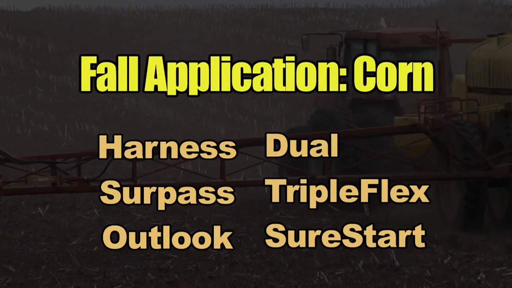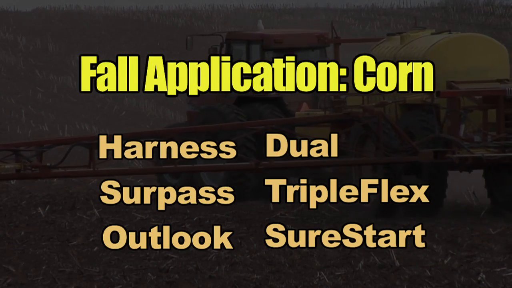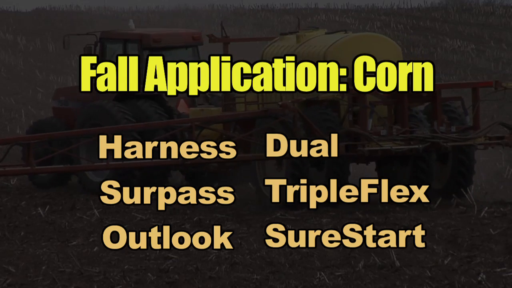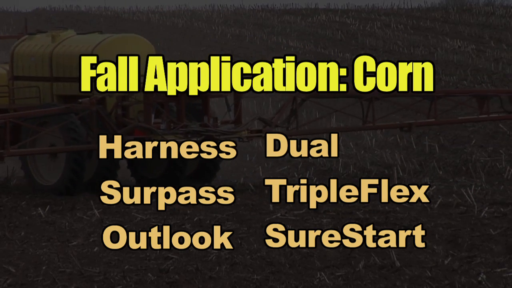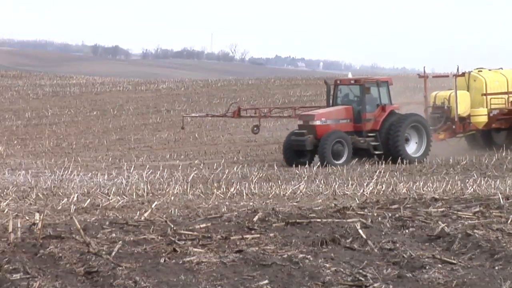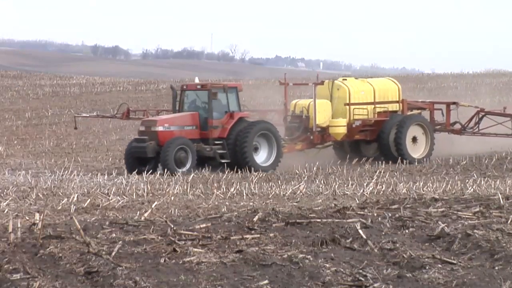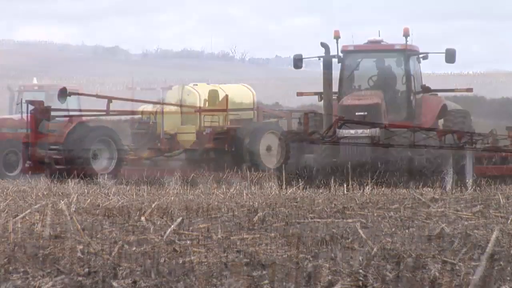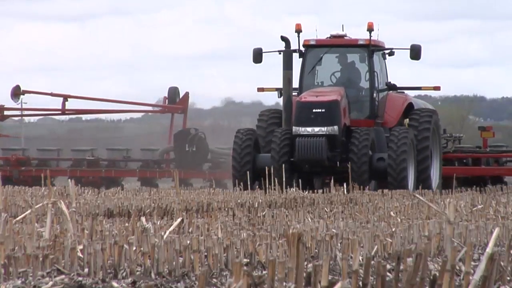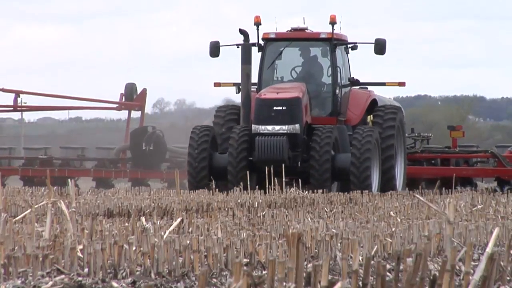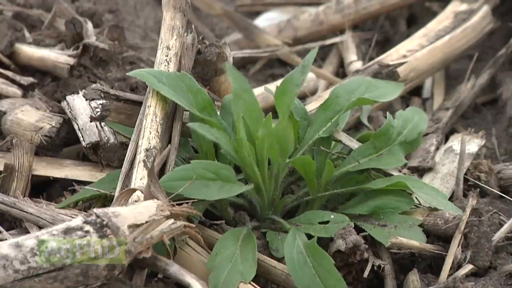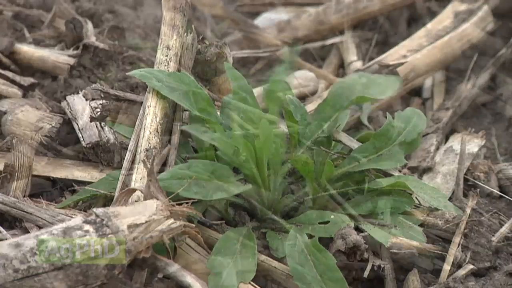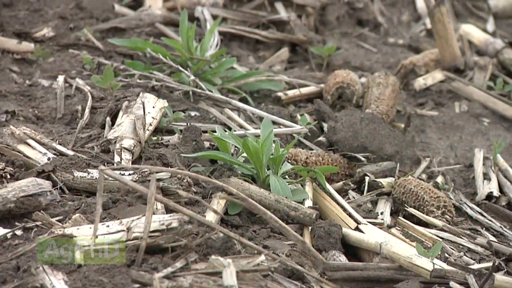So let's talk real quick, like corn, you could use Harness, Surpass, Outlook, Dual. You could also use Triple Flex or Sure Start. If any of these products are labeled in your area for fall application, I don't have any big issue using them, again, as long as we've met the other criteria where we know we're going to plant it, not going to flood out, that type of thing. And make sure you use the full rate. Okay, well, Triple Flex, Sure Start, yes, you're going to get some burndown activity with those. But the other ones you aren't. It's just residual control, so it's really just working on seeds that are going to germinate and pop up next spring.